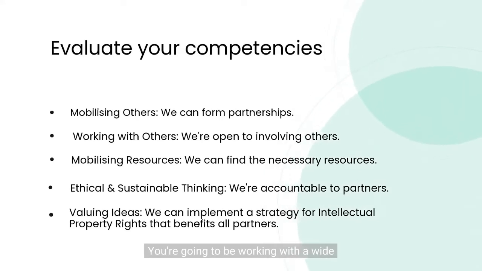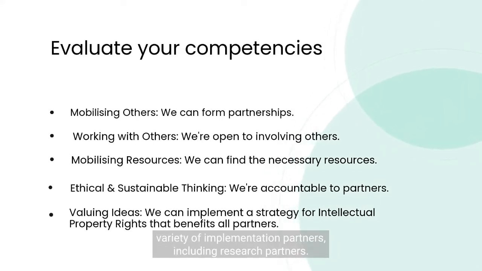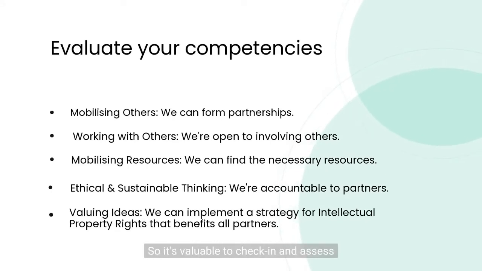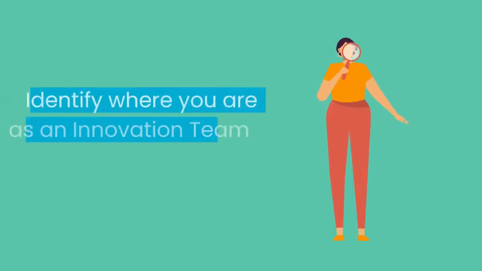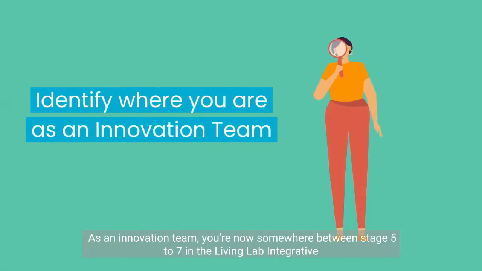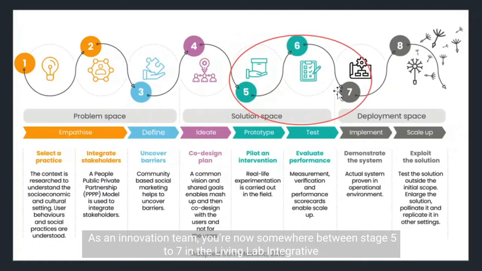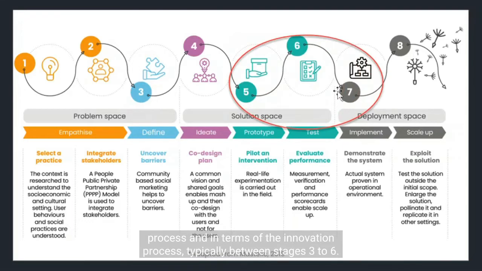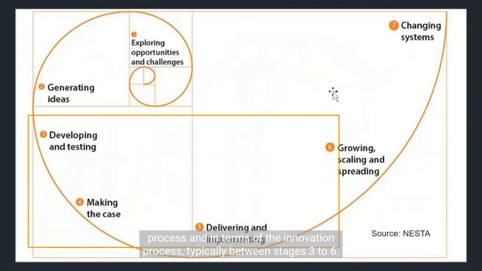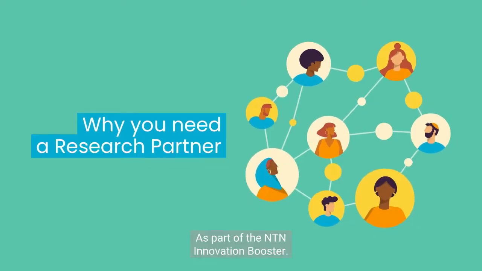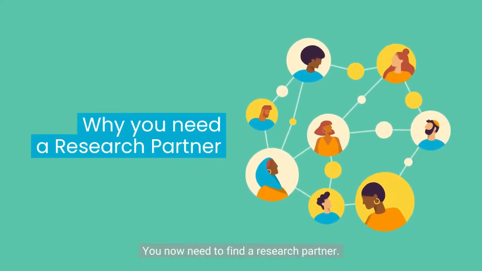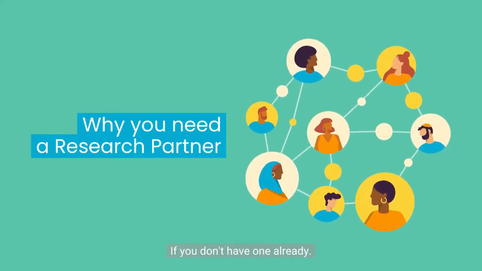You're going to be working with a wide variety of implementation partners, including research partners, and that means that you'll need these competencies. So it's valuable to check in and assess what level you think you have now and what you need to develop. As an innovation team, you're now somewhere between stage 5 to 7 in the Living Lab integrative process, and in terms of the innovation process, typically between stages 3 to 6. As part of the NTN Innovation Booster, you now need to find a research partner if you don't have one already.